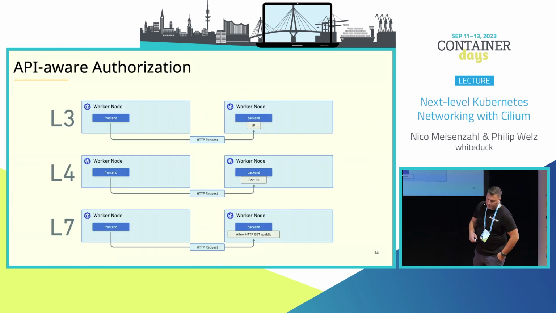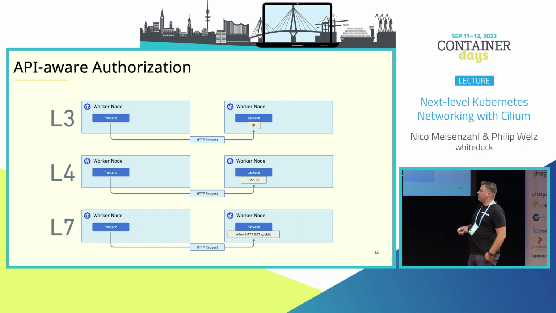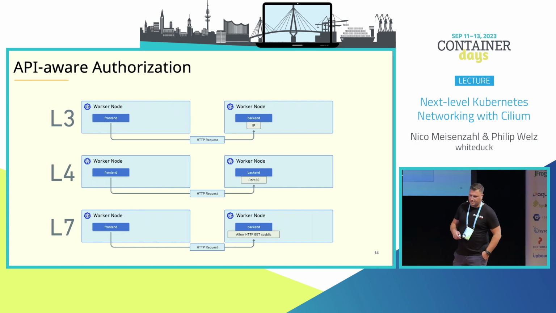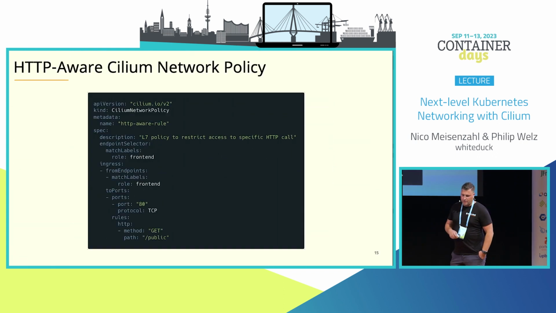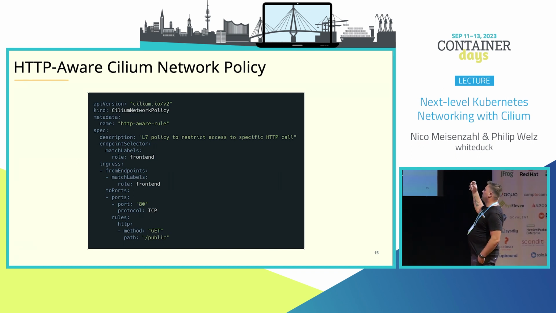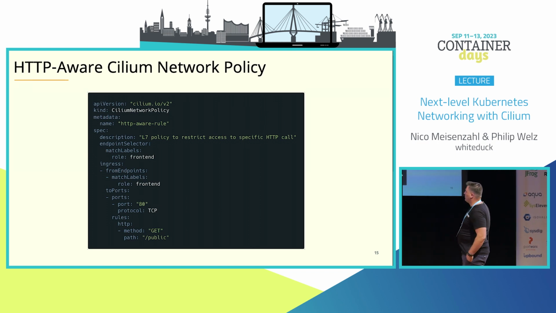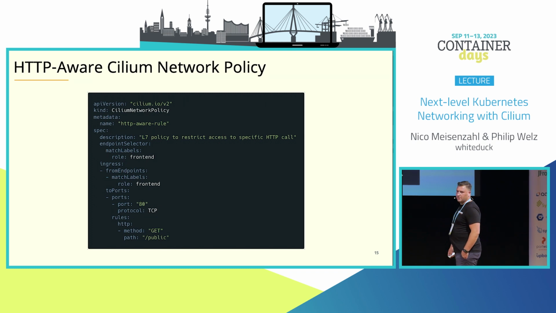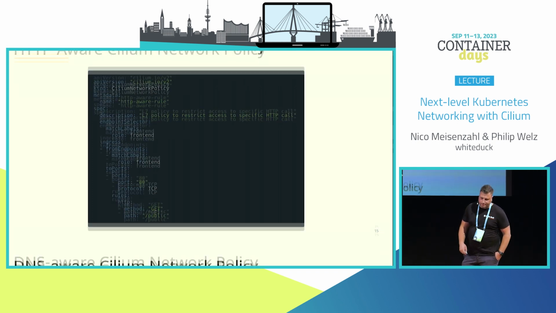Then we have this API-aware authorization. As I mentioned before, the network policies: we have layer 3, which is on IP. We have layer 4, which is basically the port, so TCP. And then we have layer 7, where we can also block direct API calls. We will also show it in the demo. Basically, this is also just a small example of a layer 7 policy, I hope you can see it well. We allow ingress to labels and to port 80, and then we just allow the path /public with the GET method. This is basically a layer 7 policy in Cilium.